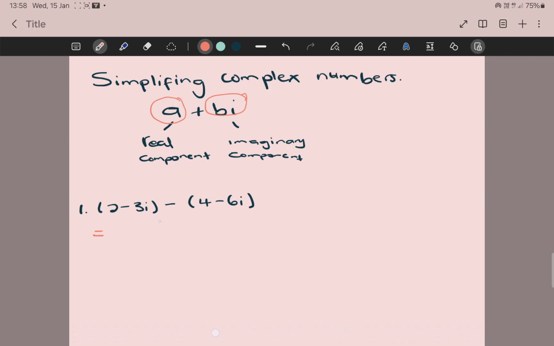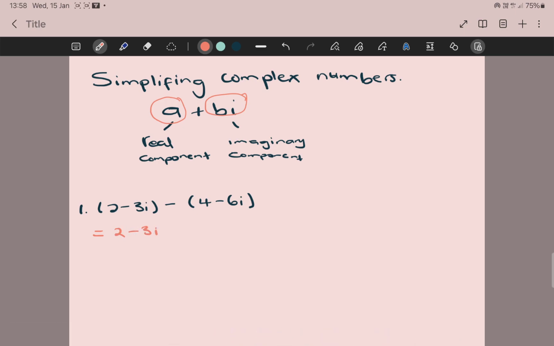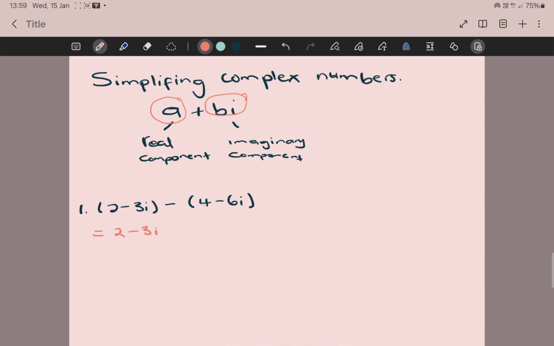(2 minus 3i) minus (4 minus 6i). Alright, so we see there is a minus in between our brackets, meaning we are subtracting our brackets. How do we do that? I am going to write 2 minus 3i as is. I'm going to have minus times 4. It will be minus 4 minus minus, plus 6i.